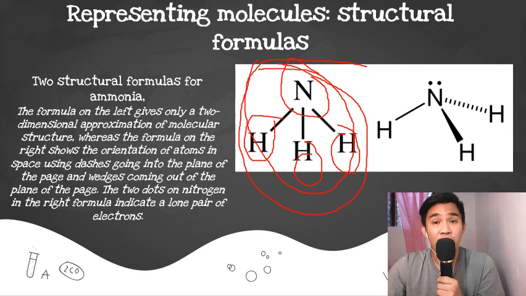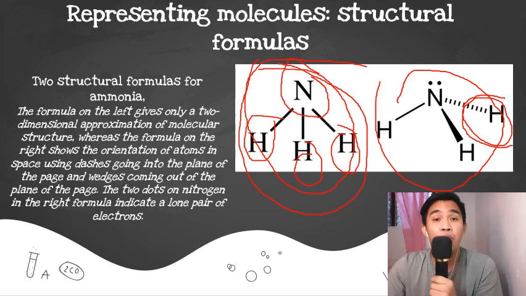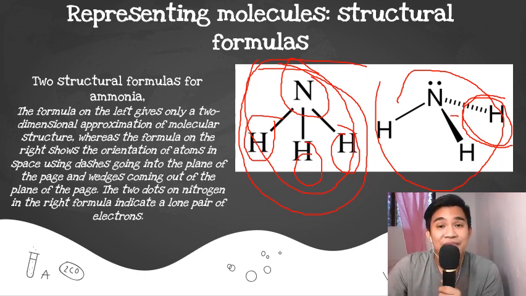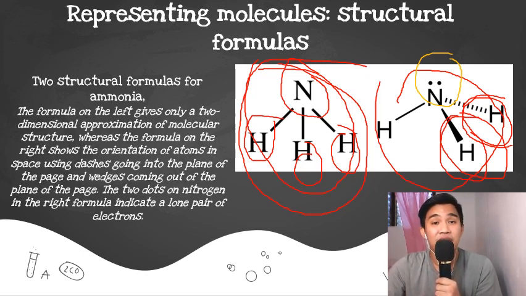However, in the more detailed structural formula on the right, we have a dashed line to indicate that the rightmost hydrogen atom is sitting behind the plane of the screen, while the bold edge indicates that the center hydrogen is sitting out of the plane of the screen. The two dots above the nitrogen indicate a lone pair of electrons that are not involved in any covalent bond.